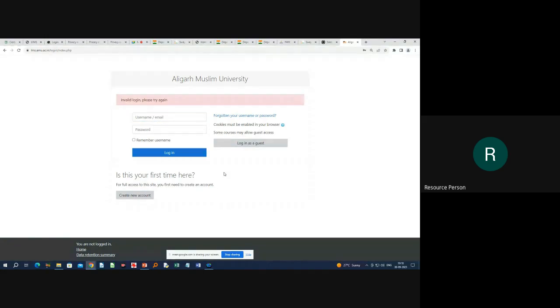Let me just reset my password. Give me just 1 minute to reset the password and then log in.